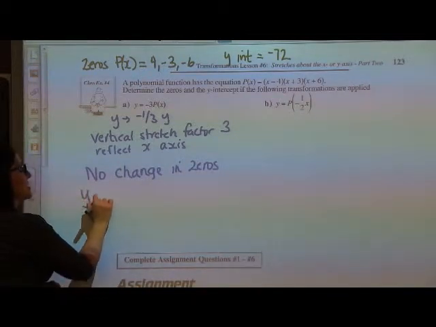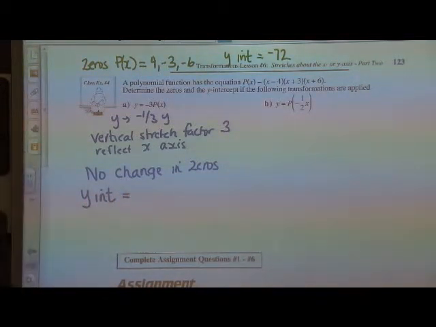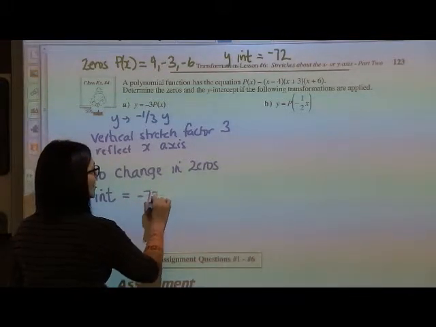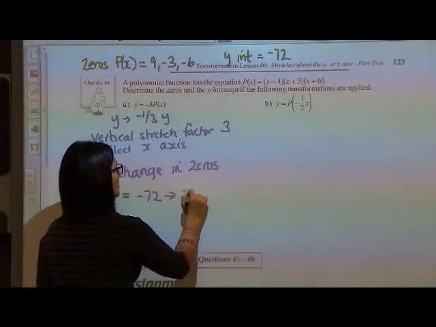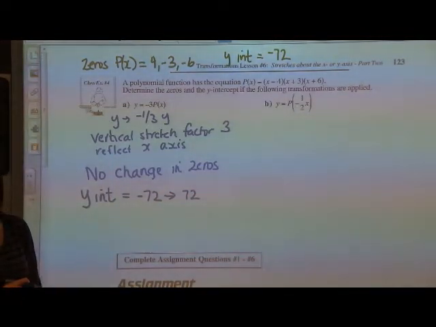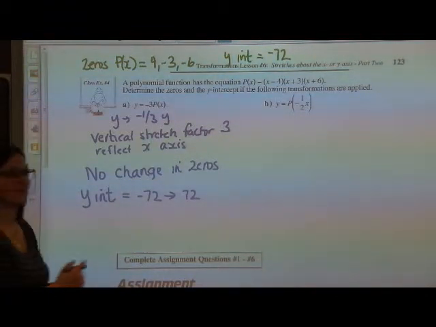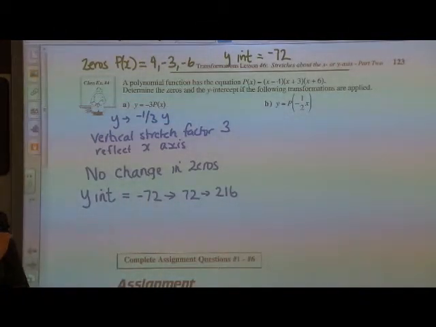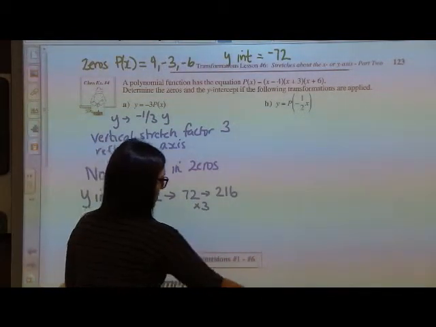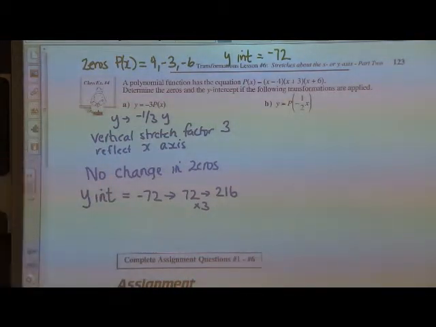The y-intercept, what will happen to the y-intercept? It'd be reflected. Okay, so it's at -72. So if I reflect it, what will it become? Positive 72. And then if I stretch it, and how do I get the 216? 72 times 3. Multiplied it by the factor. Okay. So let's look at B.